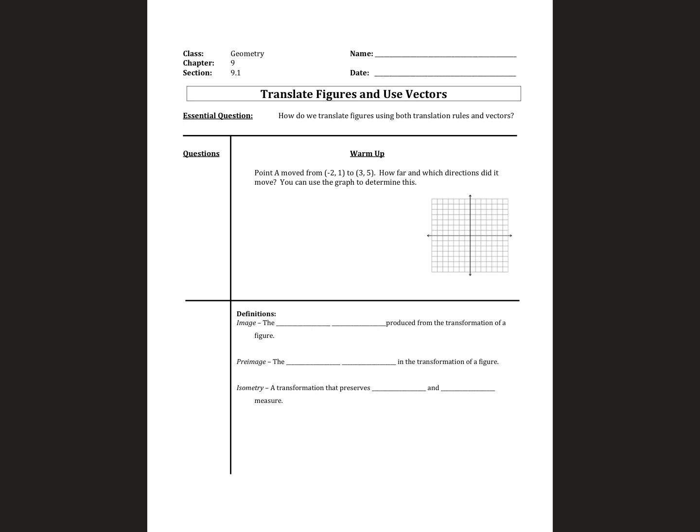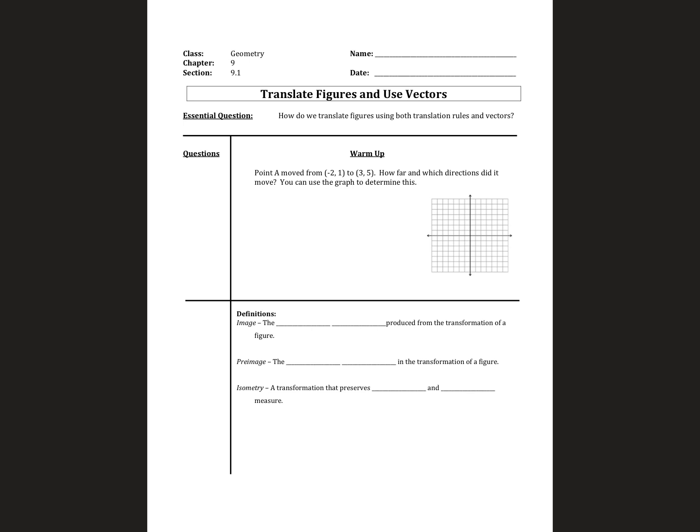This is chapter 9 of geometry. This chapter is about transformations. Transformations are basically moving a shape or a figure from one place to another. You can rotate it, you can translate it, you can reflect it. There's lots of different ways you can do that. So we're going to start today with translations.